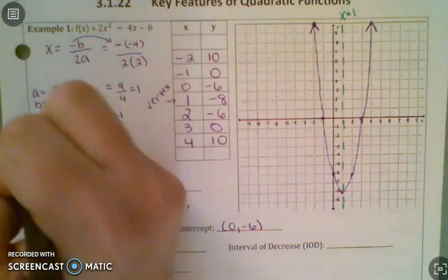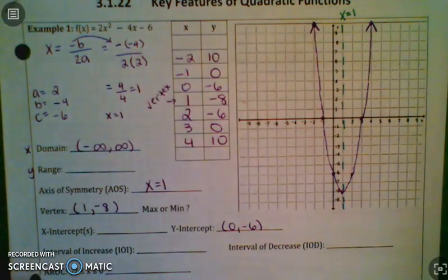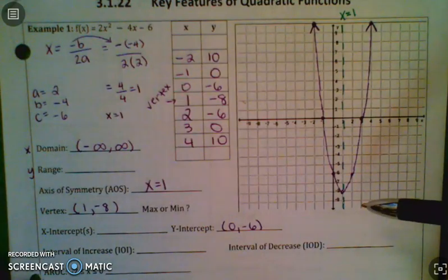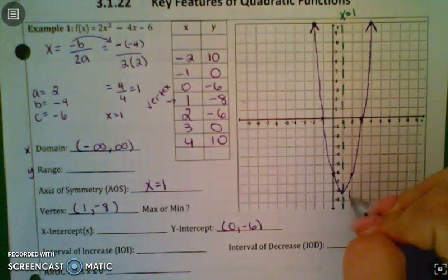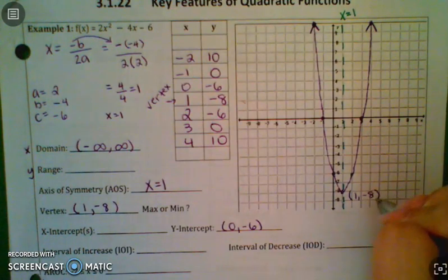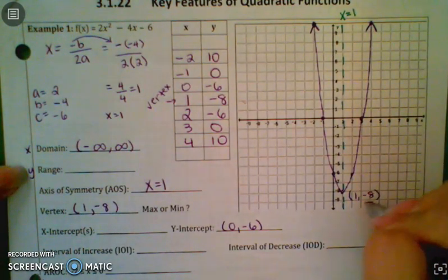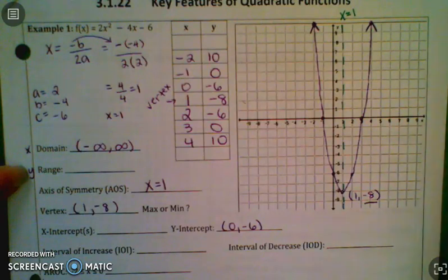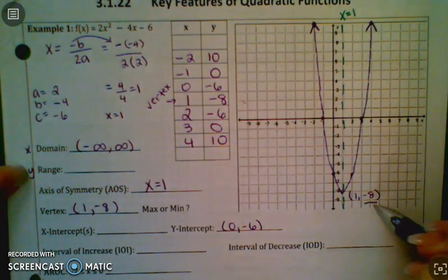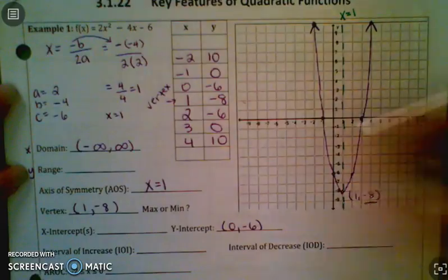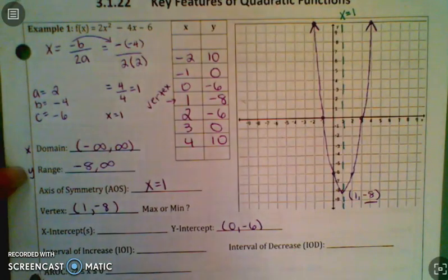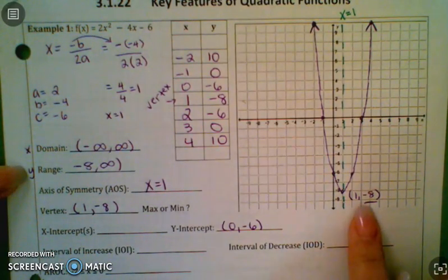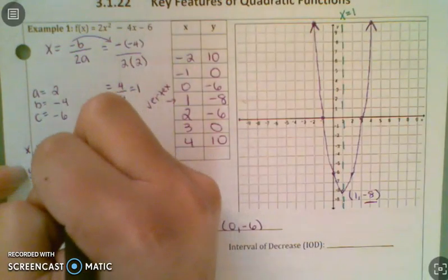Your range is your y values, and that goes bottom to top. So my lowest point right here is my vertex, which was (1, -8). And for the range, we care about the y value. So it's going to go from -8 up forever. So it's going to be -8 to infinity. We know infinity always gets parentheses, but -8 is on the graph. It's a point, so it's going to get a bracket.